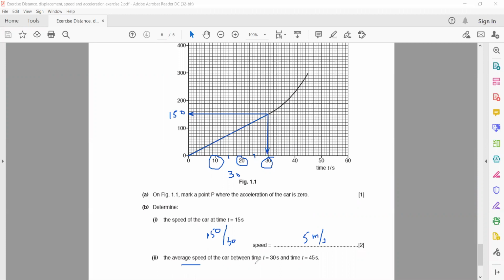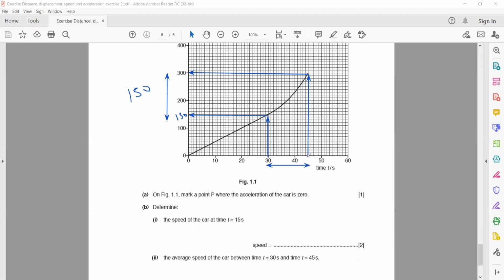And the last part, the average speed from 30 seconds to 45 seconds. Again, the same way, we'll calculate the average speed. When time is equal to 30, we get the distance traveled, and when time is 45, what is the distance? This is 300. So from 150 to 300, the distance traveled is 150. And the time interval from 30 to 45 is 15. So to get the average speed in the last part, it will be 150 divided by 15, which is equal to 10 meters per second. Is it clear?